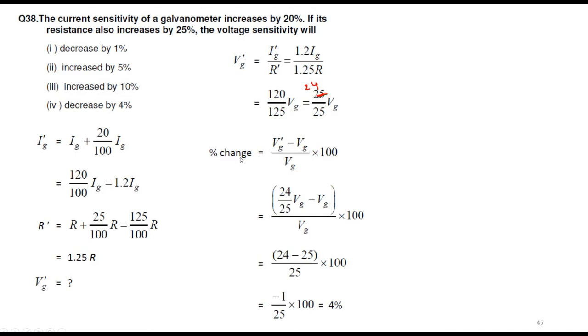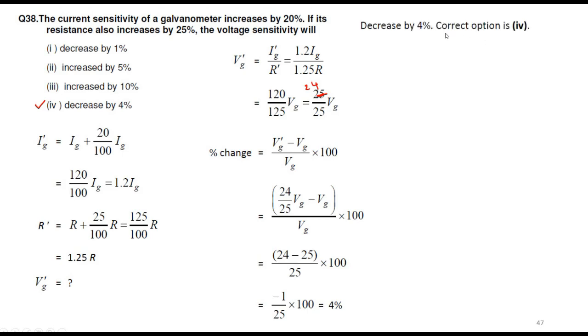Here it is given percentage change, but in the question it is precisely asking decrease, increase, like that. But the negative symbol will say it is decrease. Why? Because we took new voltage first and then old voltage here. Voltage means voltage sensitivity. I mean only voltage sensitivity. So new voltage sensitivity we took first. Then we took old voltage sensitivity by old voltage sensitivity into 100. So we got negative. It means there is a decrease. So correct option, decreases by 4%.